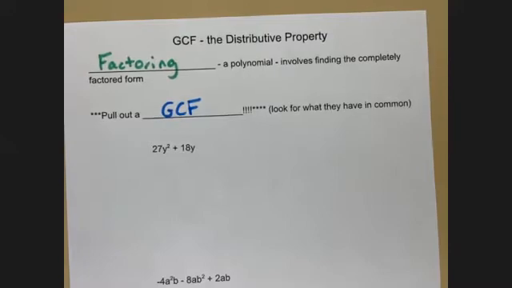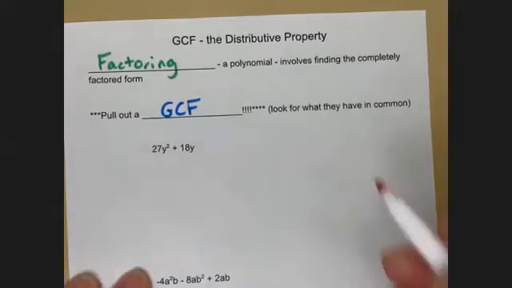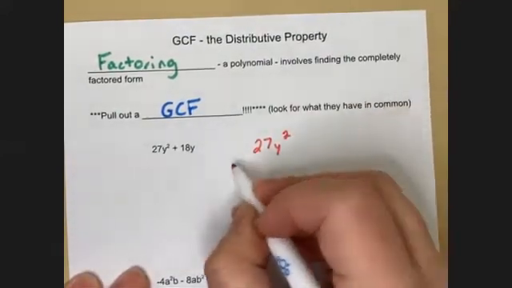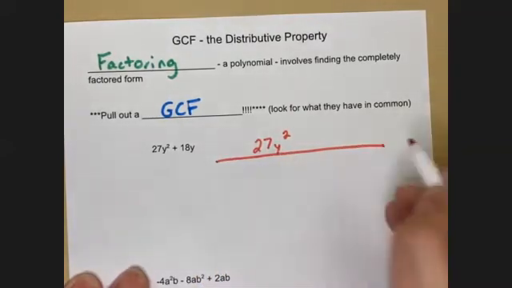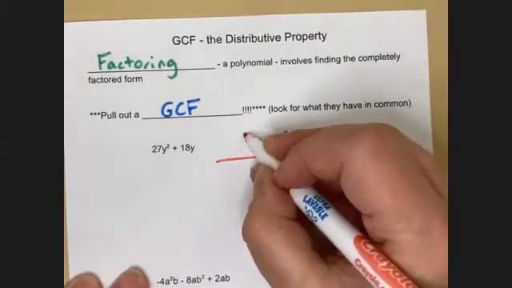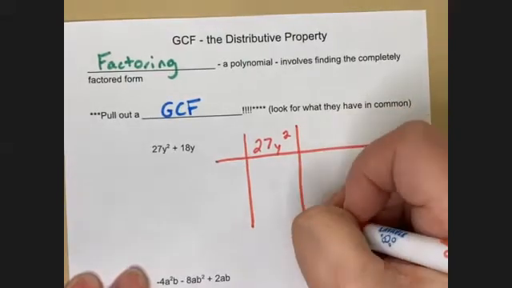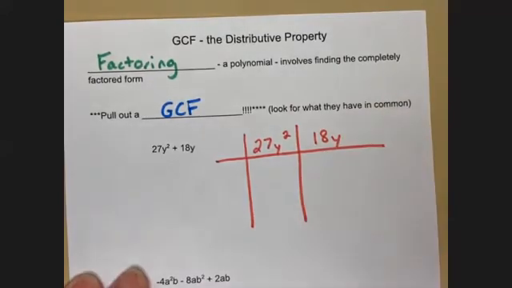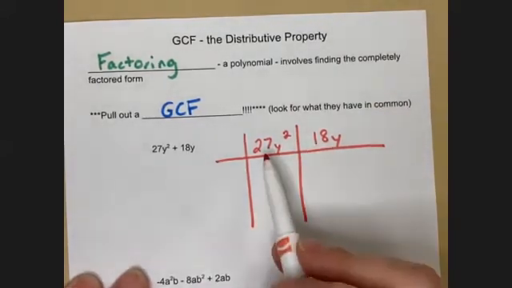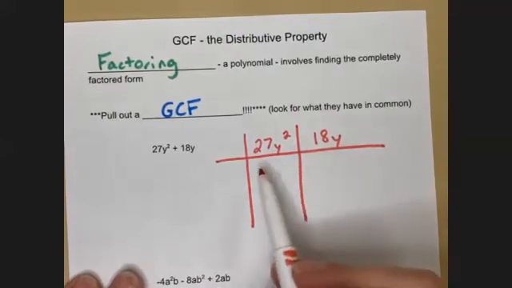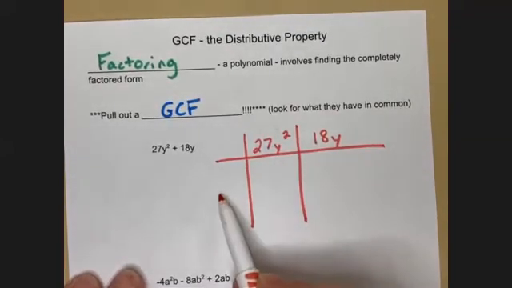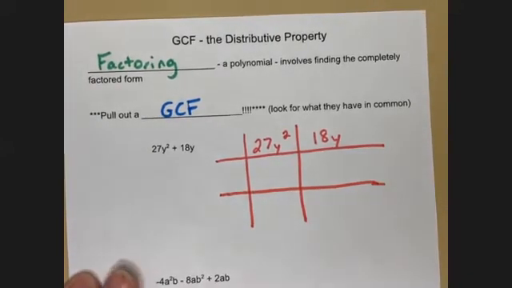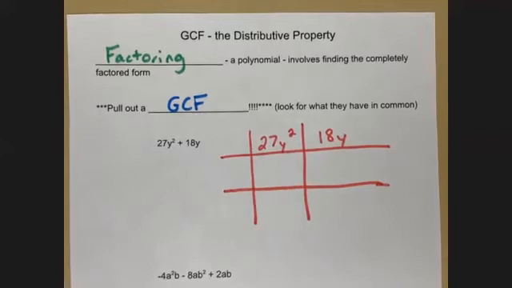So if I have 27y squared and 18y, I'm going to do like the tic-tac-toe board. So I'm going to write 27y squared. I'm going to be making a little box kind of thing. If you were here, you might remember this. You don't need the plus sign, although you could put it. And what I'm going to look for is, what do each of these have in common? What can I divide by? I'm going to do the numbers and then the letters. It doesn't matter. You could do the letters and the numbers.